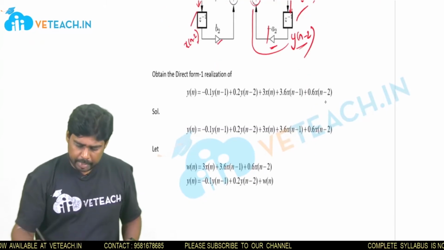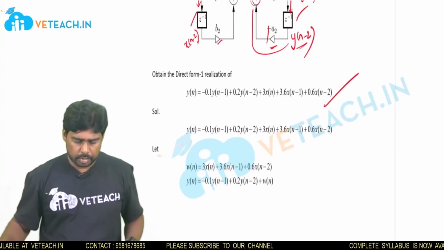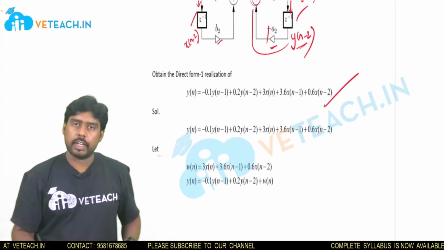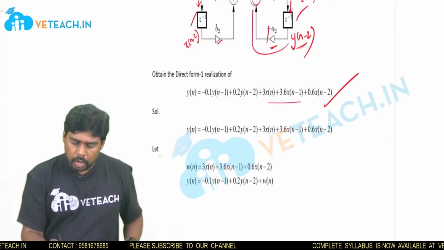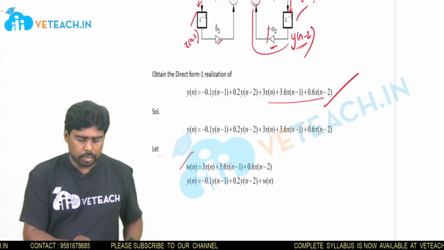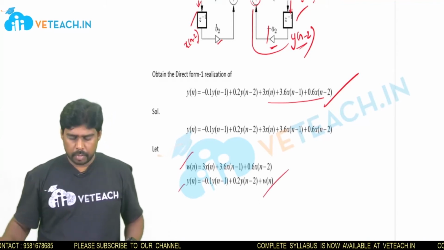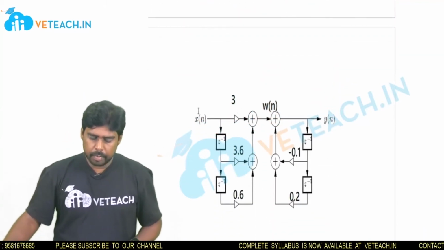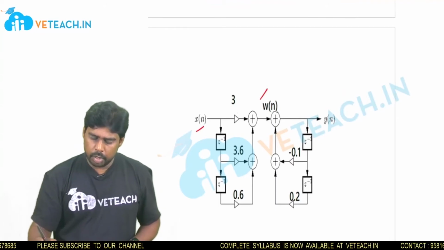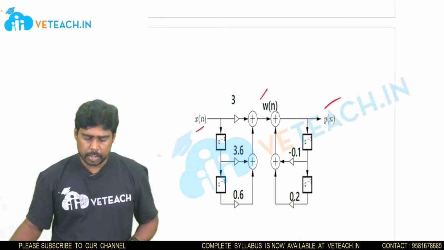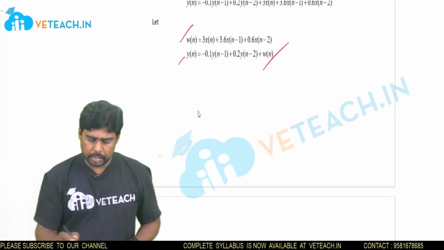Okay, there is an example here. Same, you can simplify this. The expression is given like this. Equate all x of n terms to w of n. Then y of n equal to this part. And here also the same thing: x of n, w of n, y of n. So x of n and y of n, this is the expression.